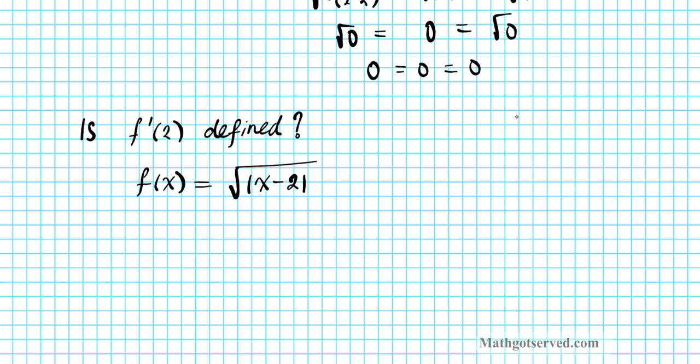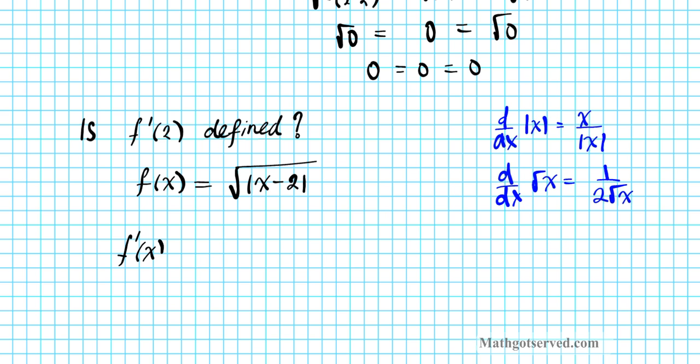I'm going to be using two rules here. Remember that the derivative of the absolute value of x is equal to x over the absolute value of x, and the derivative of the square root of x is equal to 1 over 2 rad x. I'm going to be using the chain rule, a combination of these two formulas, to find the derivative of this function.